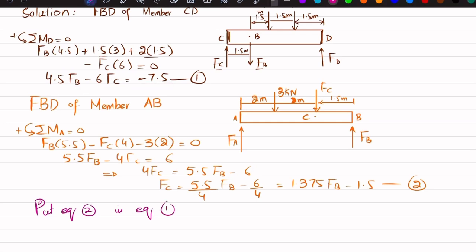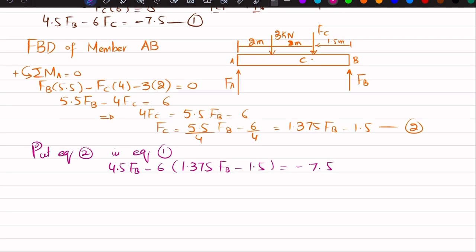Now what we will do is put equation 2 into equation number 1, which is this one. You can see, 4.5 times FB minus 6 times FC, where FC is 1.375 FB minus 1.5, is equal to minus 7.5. So 4.5 FB minus 6 multiplied by 1.375, which is 8.25 times FB, plus 6 multiplied by 1.5, which is 9, is equal to minus 7.5. Clear?